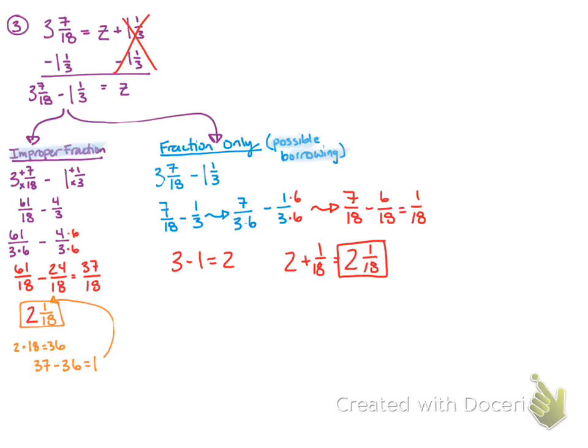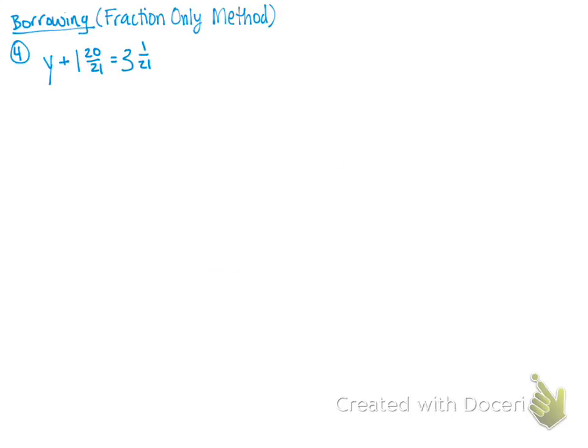So here's an actual problem where you have to borrow. We have y plus 1 and 20 over 21 equals 3 and 1 over 21. So even though the denominators are the same, we're possibly going to have to borrow. So if we subtract 1 and 20 over 21 on both sides, we're going to get y equals 3 and 1/21 minus 1 and 20 over 21.